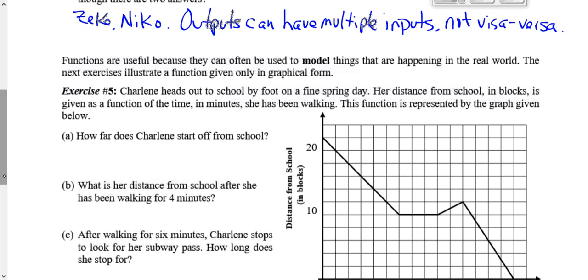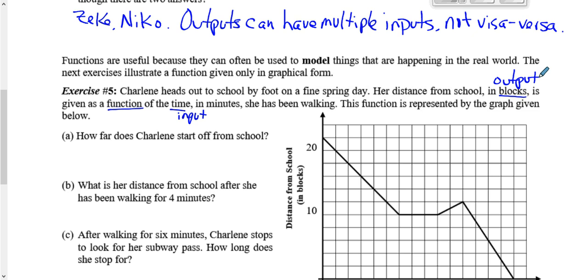Anyway. Like in math and science, you get laughed at for just give me the basic facts. Anyway, her distance from school in blocks, right? Not miles or anything, is given as a function of time, right? So what would be the input here? If her distance in blocks is a function of time, what would you input to see what the output was? Time, like minutes, right? And what would the output be in? Yeah, blocks, a distance in blocks, right? So time would be the input. And blocks over here would be the output.